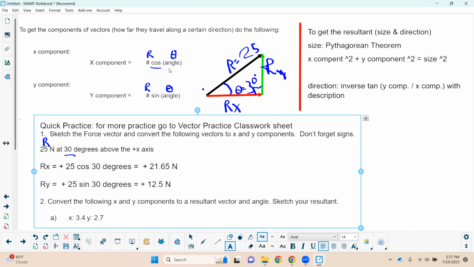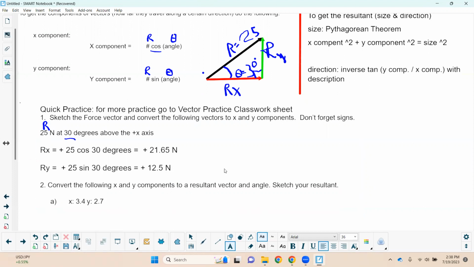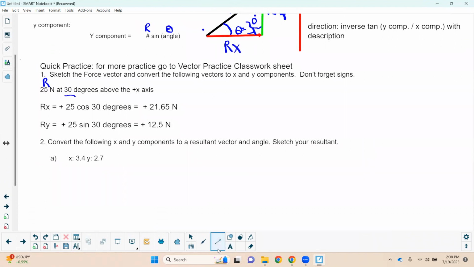And then the next one is once you're at the final step and you've gotten everything put together. If you have 2 dimensions, you have to use these steps over here to figure out this resultant vector. So this one says convert the following x and y components. These are my components, Rx and Ry. We're going to take them and find the resultant and the direction. So we're going to use these two. Again, drawing a picture just to make it make more sense. It's going 3.4 to the right.